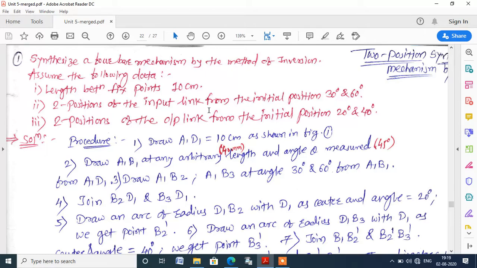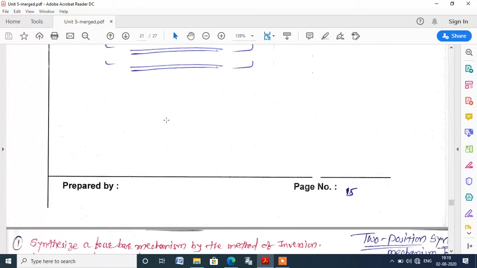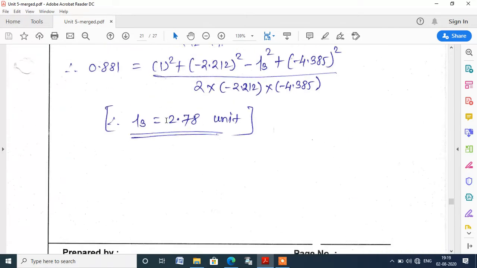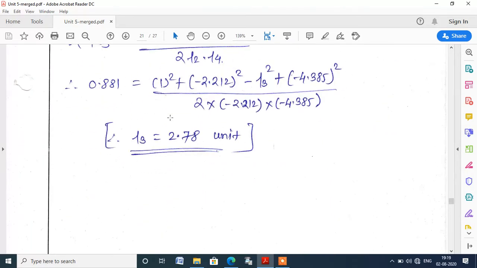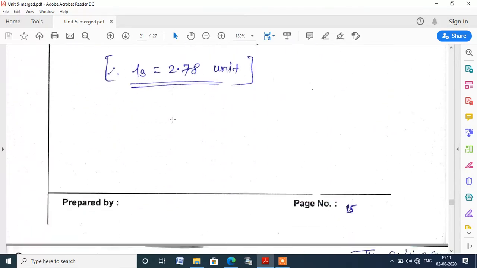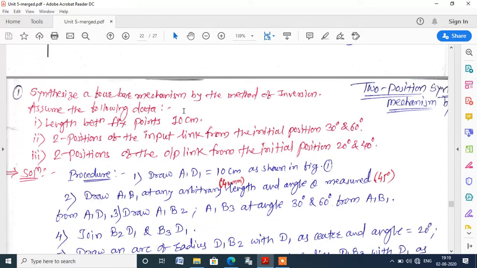In previous class we have seen the analytical method of the Chebyshev spacing and Freudenstein-Sander equation, and we have calculated the various lengths of the mechanism. The other method of this dimensional synthesis is graphical method. So the problem will be asked graphically in the exam. You have to synthesize mechanism by method of inversion or relative pole method.